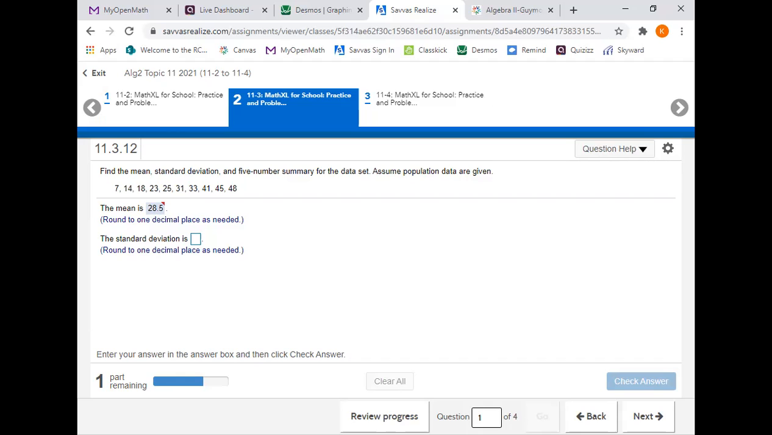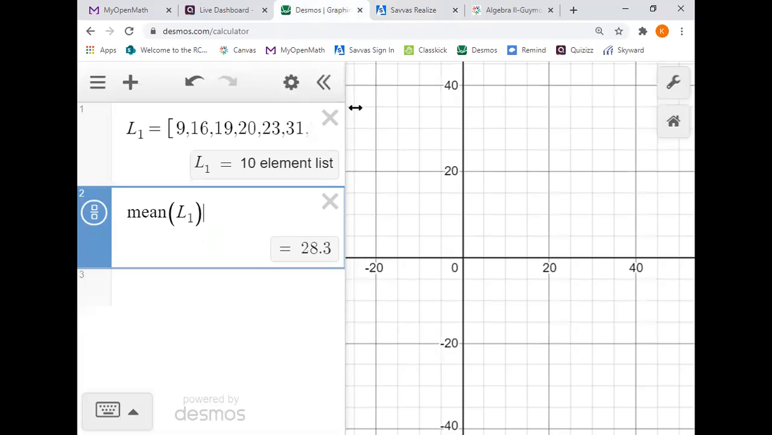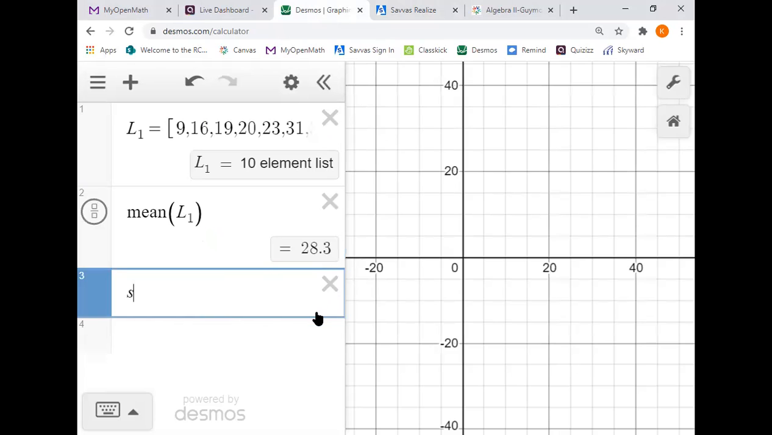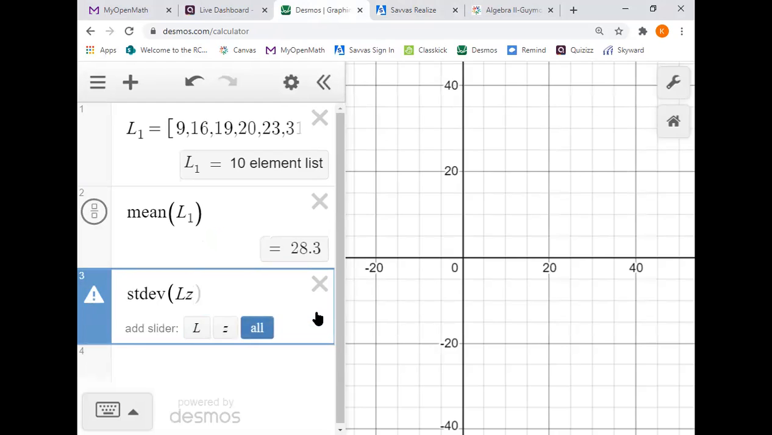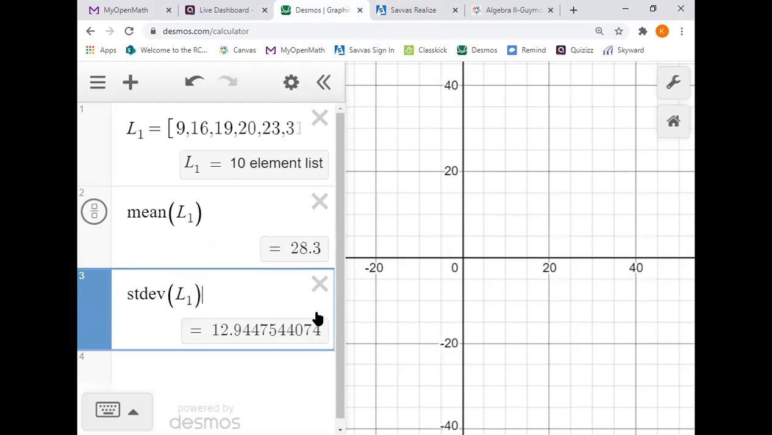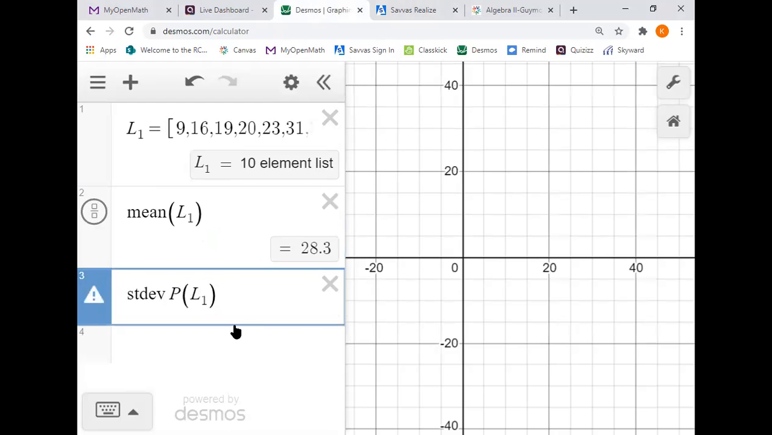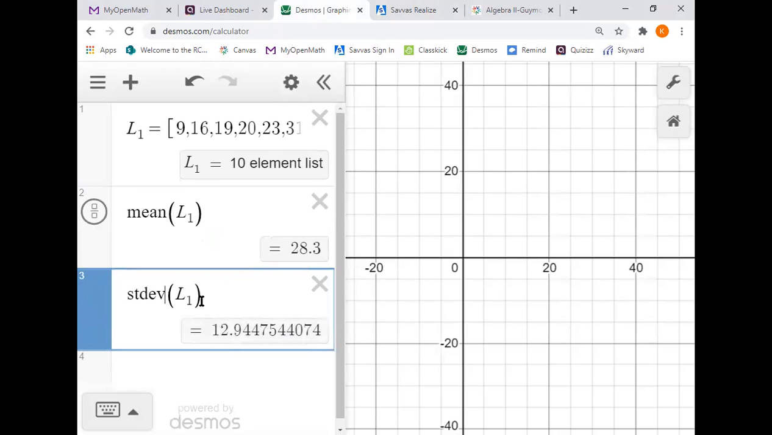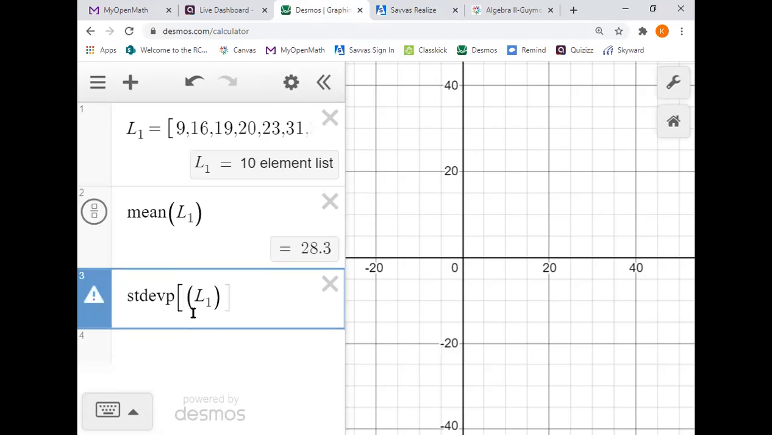So standard deviation, when you're in there on that Desmos screen, I think I'm still sharing that screen with you. Go down to the next line, and it's just STDEV of my L1. The only thing is you can do a standard deviation of population, or you can do it of your sample. And we want to do it of the population. So you put this standard deviation of the population in there.